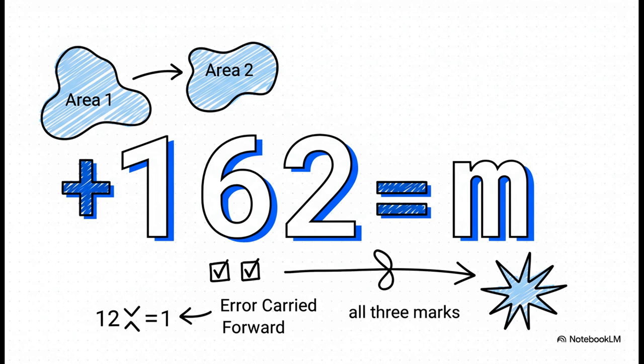Now, what's really cool is how the mark scheme handles slip-ups. Even if you mess up one of the area calculations, you can still get that final mark for adding your 2 numbers correctly. It's called error carried forward, and knowing that can be a real lifesaver.